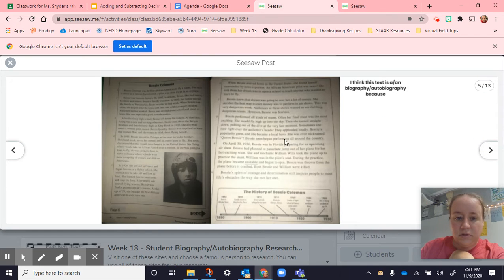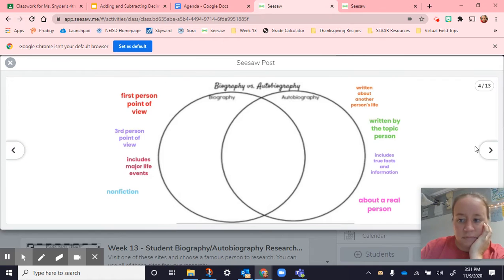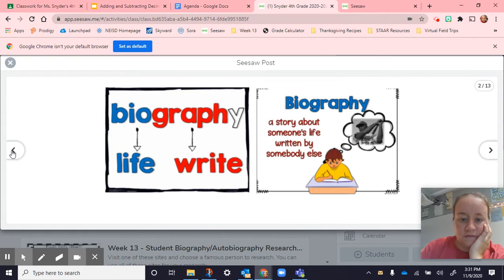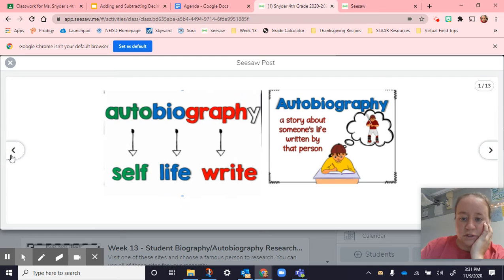Then this other Bessie Coleman we're going to read tomorrow. So stop at page 4. So again, you're doing the Venn diagram. You need to read the story and say why you think it's a biography or an autobiography, and then review these first 2 pages about what is what. All right, so that was for reading.